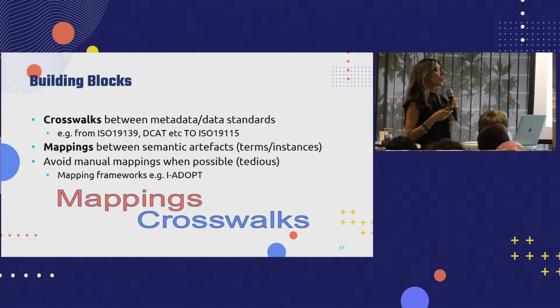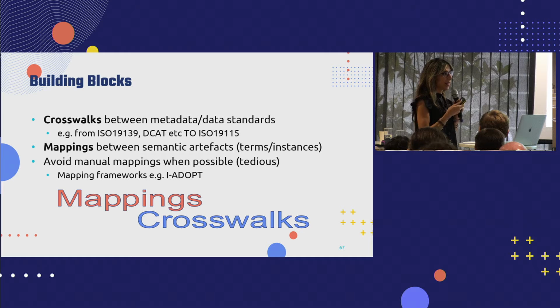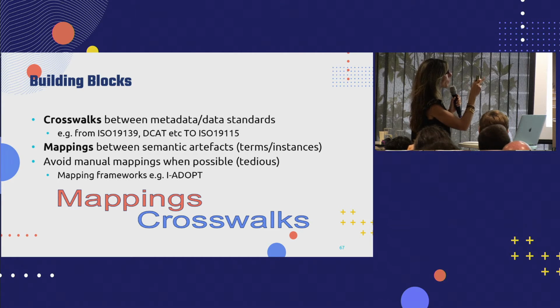So to be able to do this job, we have been using all the building blocks that you have been referring to in this talk. We have been using semantic artifacts, but mostly to provide semantic interoperability, we will use crosswalks, for example, between metadata standards, for example, ISO 19139 or DCAT to ISO 19115. This job has already been done by a broker called GeoDub. So we already have that.